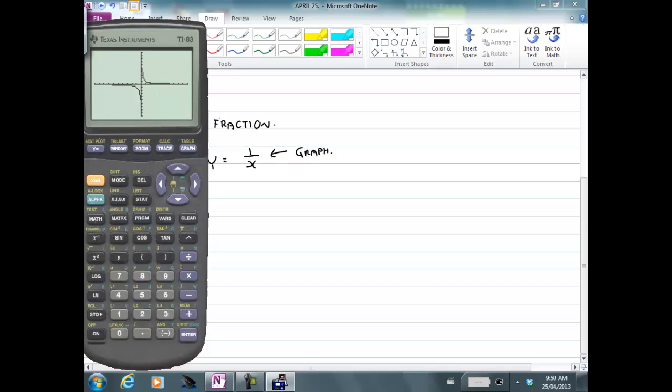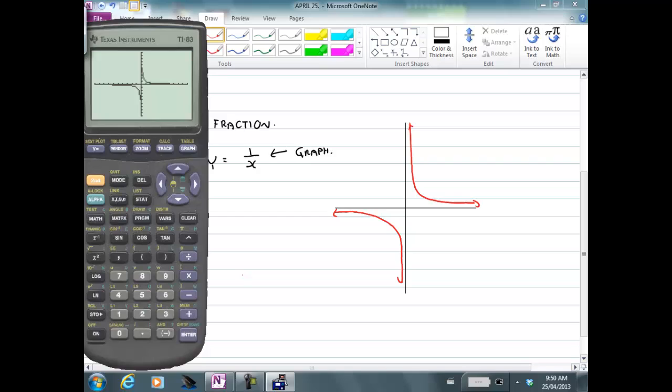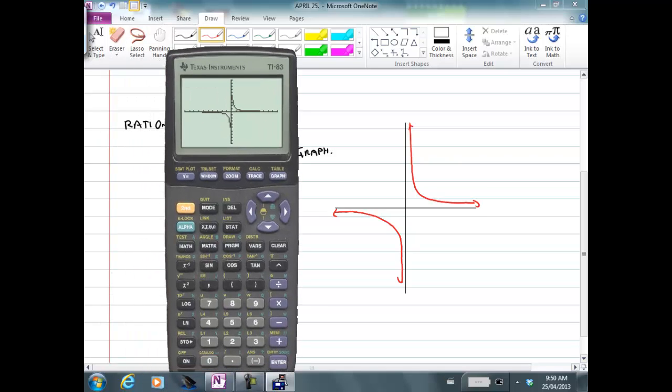If I look at that, it looks something like that. So I'm going to take this and sketch it out for you. If you graph it out, your graph looks something like that. Here's my TI-83, and I just took that and drew it along. But when you draw it out by hand, notice one thing.